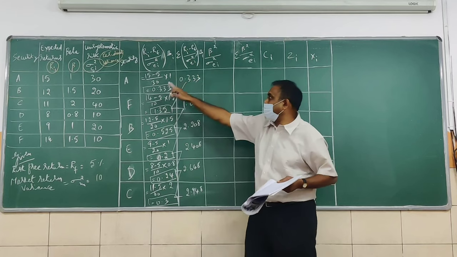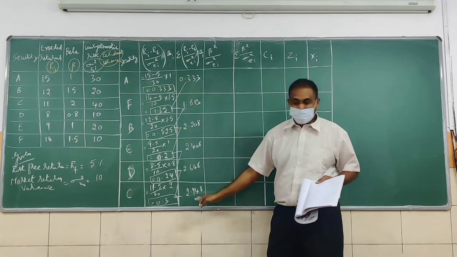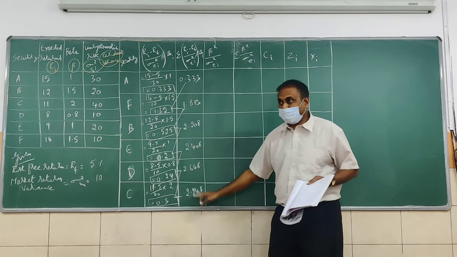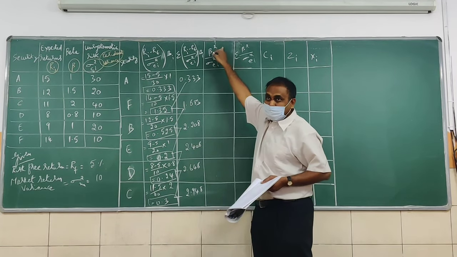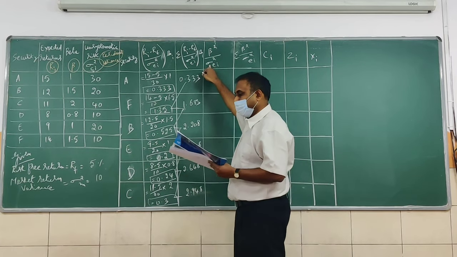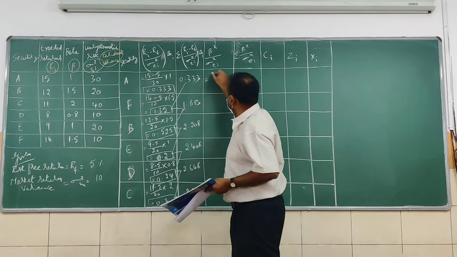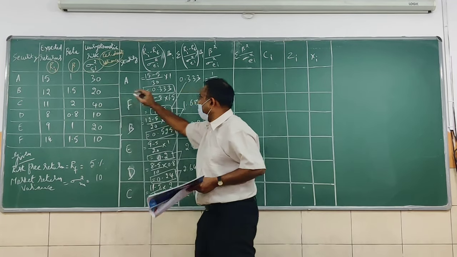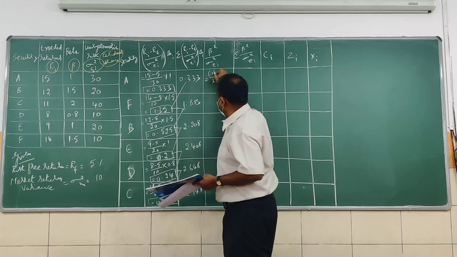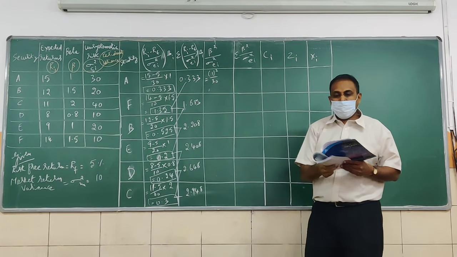So this is to be done. This is summation. Summation is whatever answer you have got, that has to be added up to find the summation of it. Next is beta square divided by summation. Okay, so beta for A is 1 square divided by 30. 1 square is 1 divided by 30.